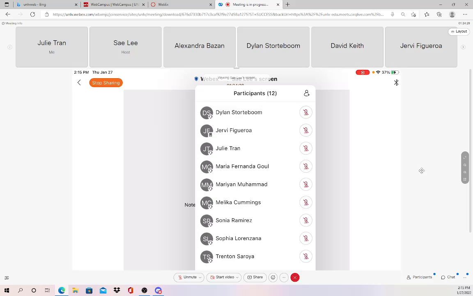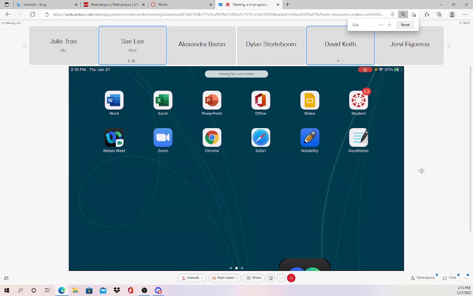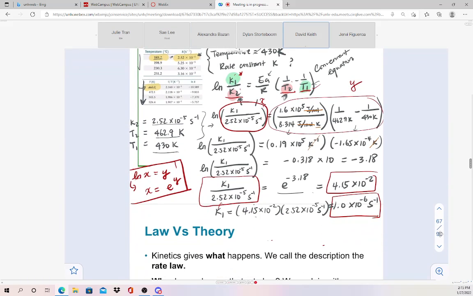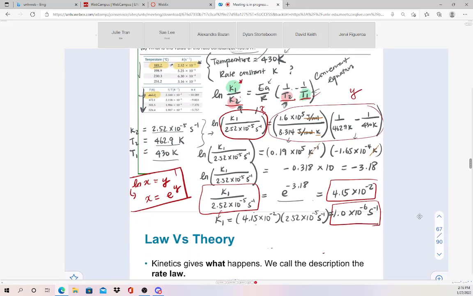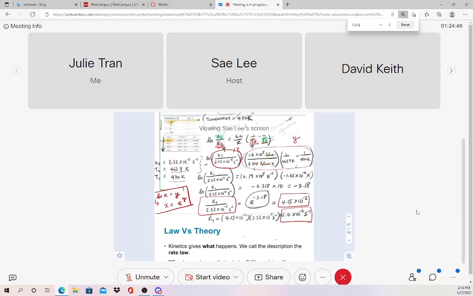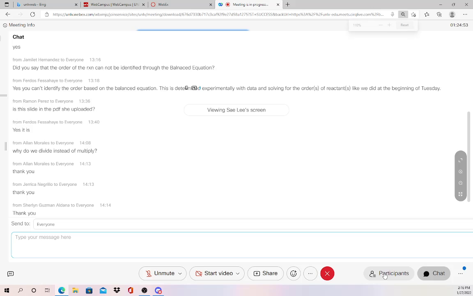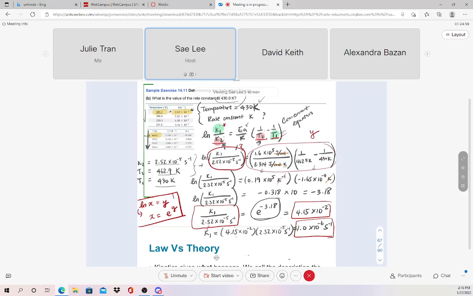Dr. Lee, I have one last question. Where did you get 4.15 from? 4.15 times 10 to the negative 2? Here. You use your calculator, you put e to the power of negative 3.18, you'll get 4.15 times 10 to the negative 2.